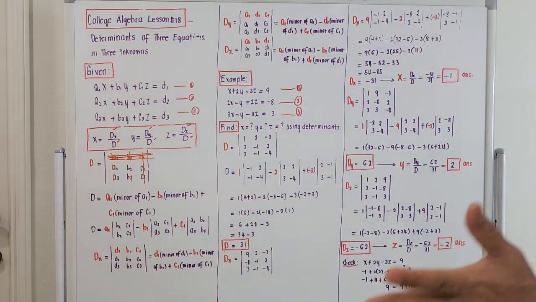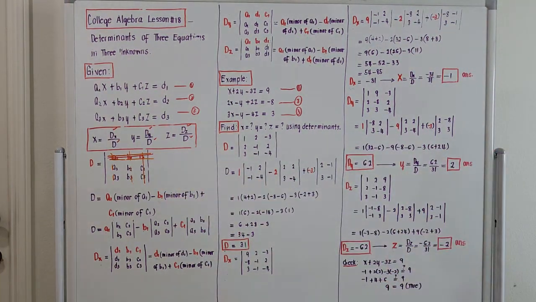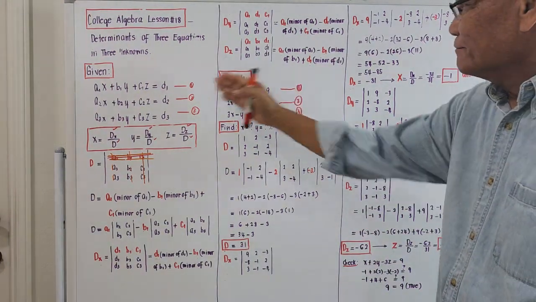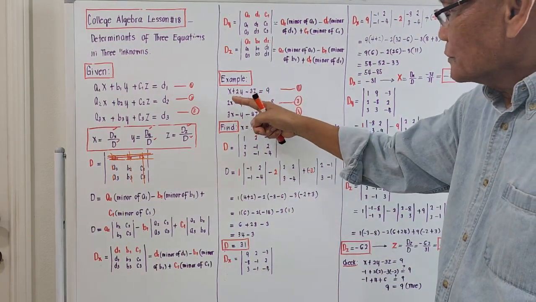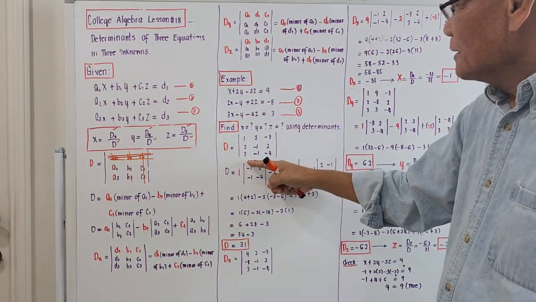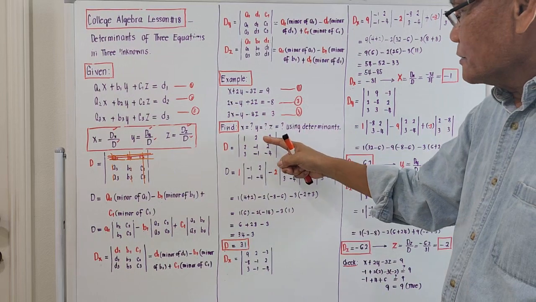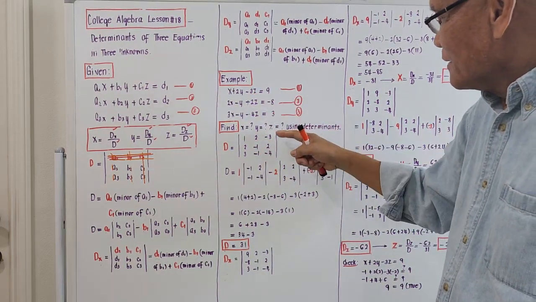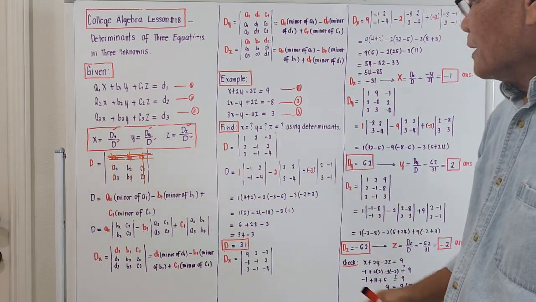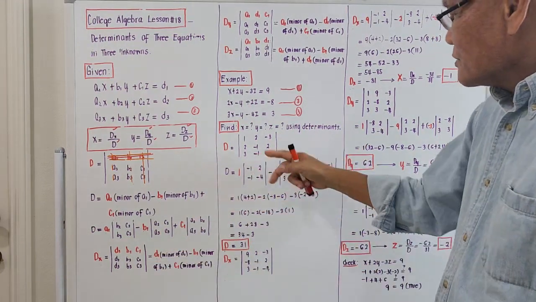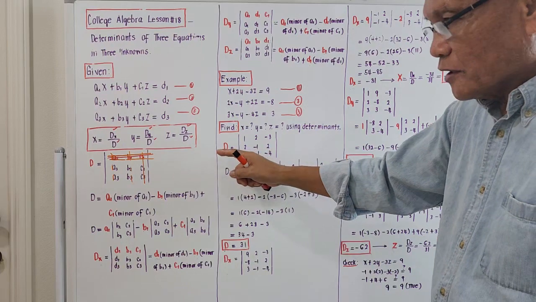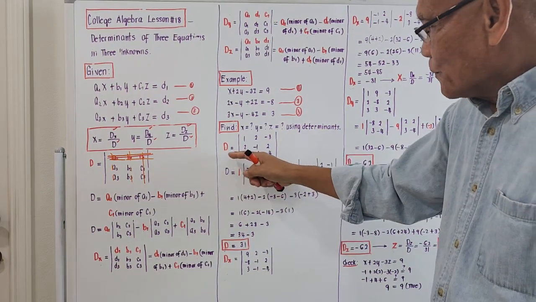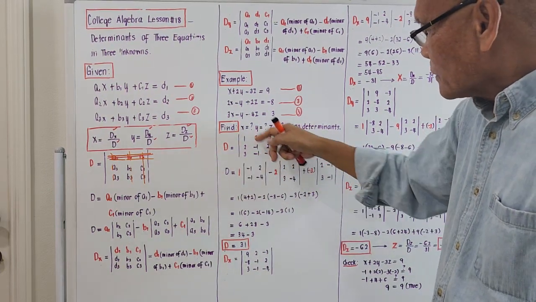Let's try to compute for the value of the determinant D. The elements inside are the coefficients of the left-hand side. This is 1, 2, 3; this is 1, 2, 3; 2, minus 1, minus 1; this is 2, minus 1, minus 1, minus 3, 2, and minus 4. Those are the elements inside the matrix for the determinant D. And to compute for D, we must evaluate this one.